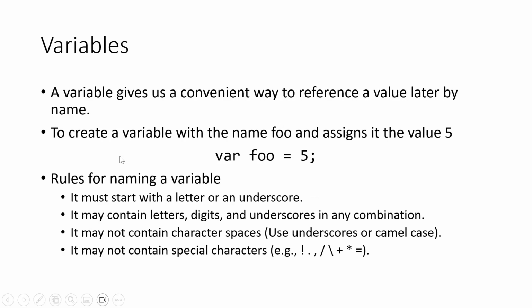Variables, as I told you, are references. For example, in this one, what you see here is we create a variable called foo, and then we assign 5. So we use the JavaScript keyword var when you're creating a variable, and then you assign 5, right? So it will create a variable with the name foo, and then it will assign the value 5, right?